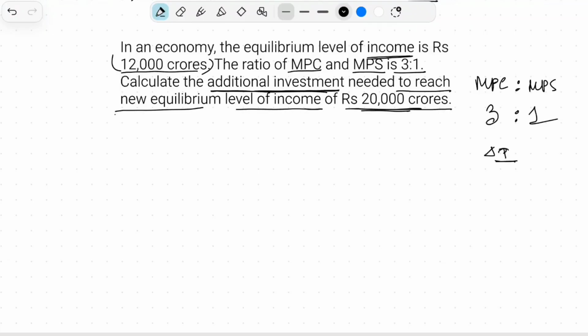If you look at the question carefully, this is the old income. This 20,000 is the new income of the new equilibrium level. So we can easily find the change in income, that is 20,000 crore minus 12,000 crore, which is the change in income of 8,000 crore.